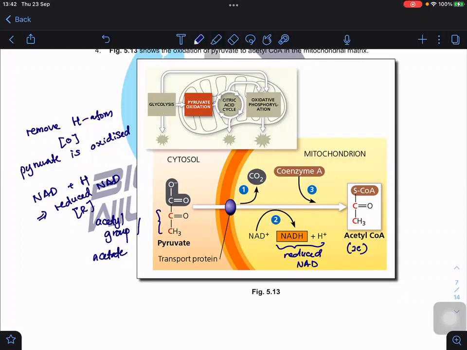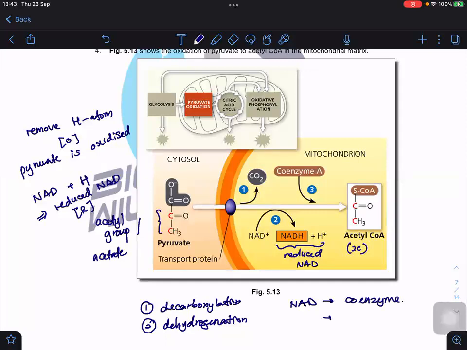Okay, right now, number 1 is decarboxylation. Number 2 process is dehydrogenation. So what is the function of NAD? NAD actually is a coenzyme.